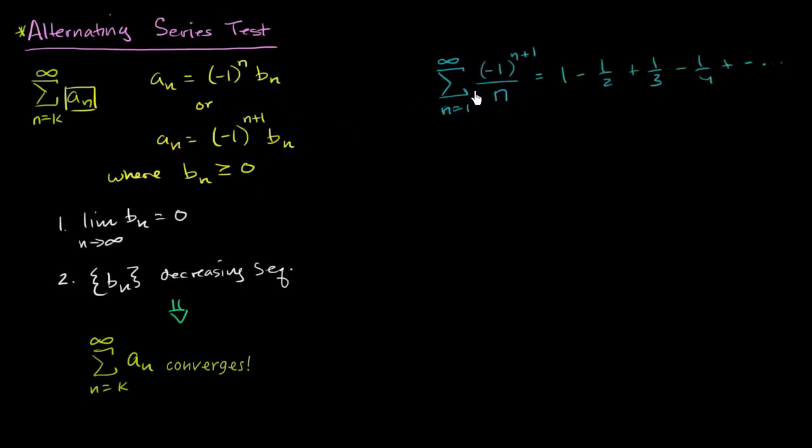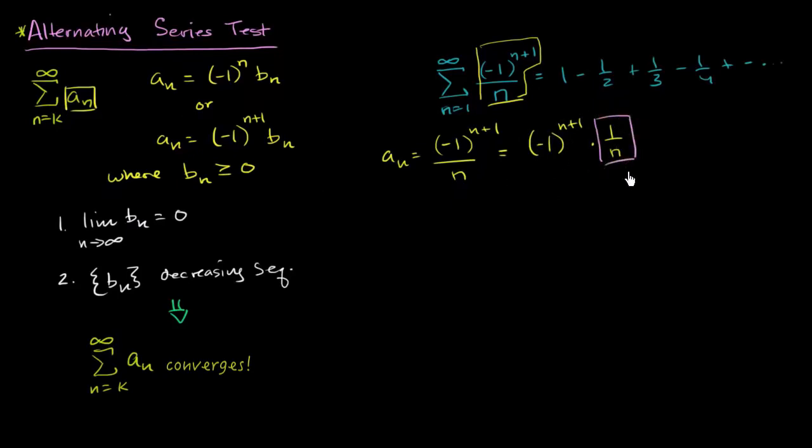Now, can we rewrite this a sub n like this? Well, sure. The negative 1 to the n plus 1 is actually explicitly called out. We can rewrite our a sub n. So a sub n is equal to negative 1 to the n plus 1 over n. This is clearly the same thing as negative 1 to the n plus 1 times 1 over n, which we can then say this thing right over here is our b sub n. And we can verify that our b sub n is going to be greater than or equal to 0 for all the n's we care about.